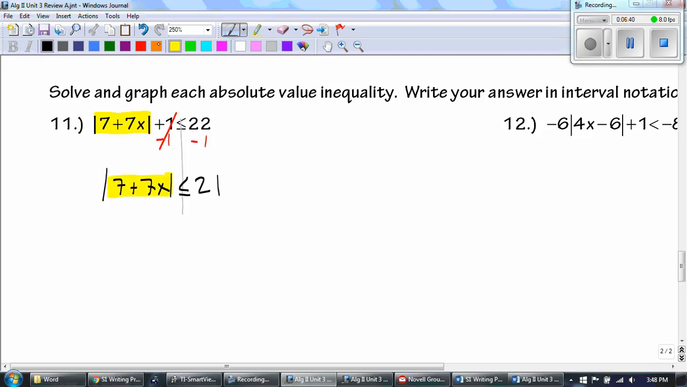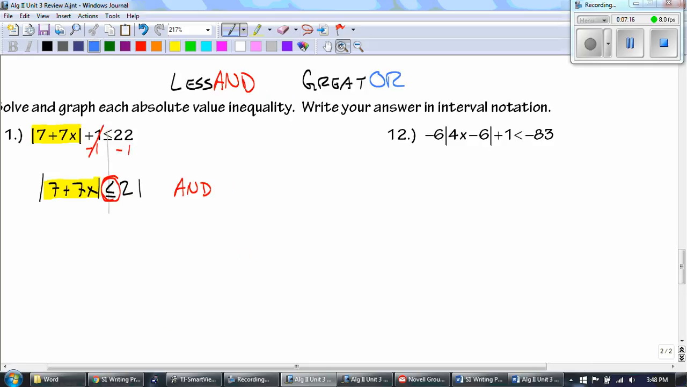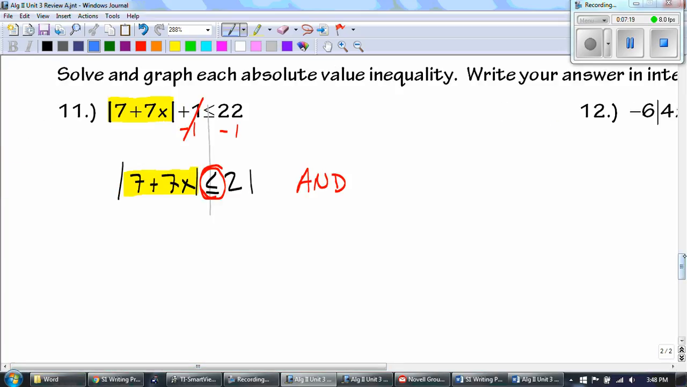Now that the absolute value is by itself, I can figure out how to set this up. It's not the 21 I'm looking at, I'm looking at the symbol that is less than. Do you guys remember how we said that? If it's less, we say that it's less than, and if it's greater... Okay, so if it's less, this is how we set it up.